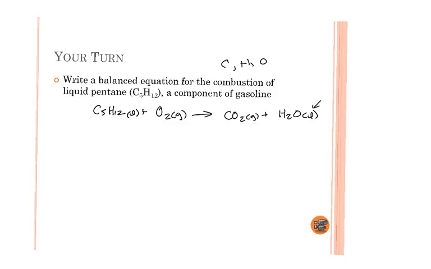We have 5 carbons here and 1 carbon on the right side. So let us put a 5 so that balances out. Here we have 12 hydrogens. Here we have 2. So let us put a 6 right there, okay? To balance that out. Now we have 2 oxygens on the left. Let's count how many oxygens on the right. 10 oxygens here and 6 oxygens there. Okay, so that gives us 16 oxygens on the right.